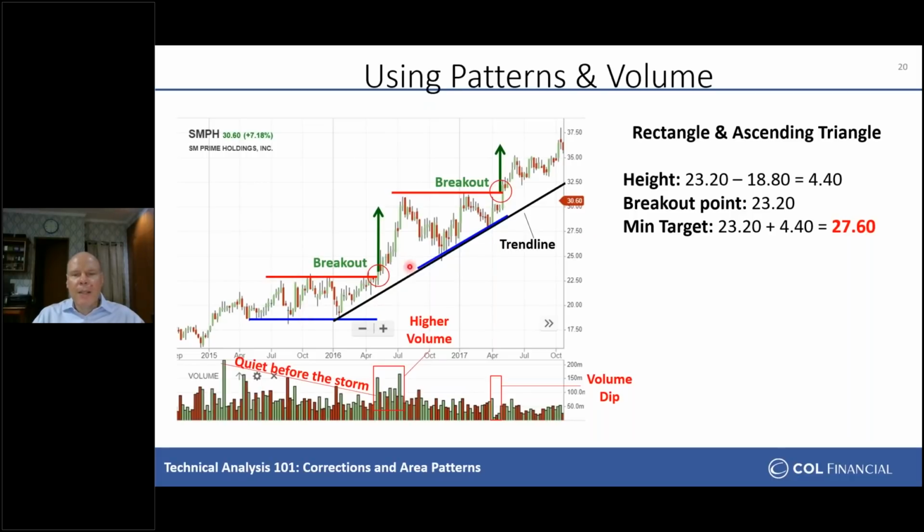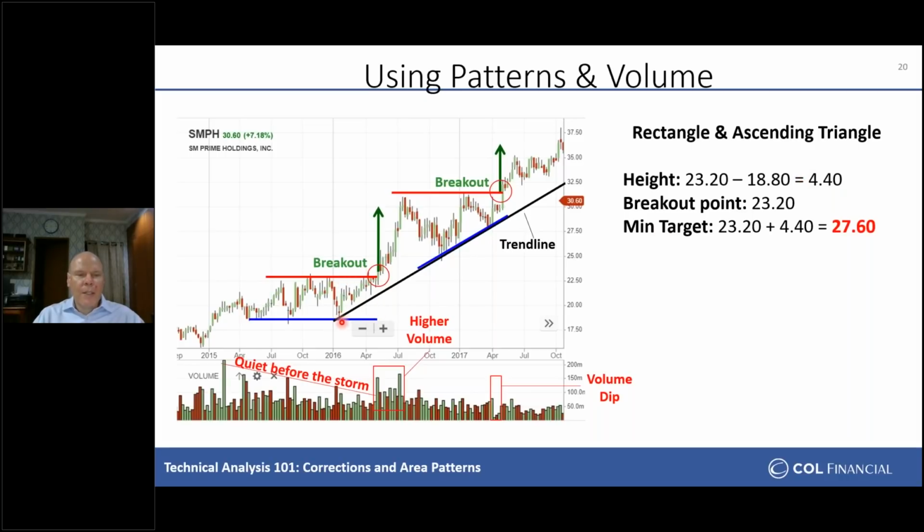The height of this pattern was actually at a price of 23 pesos and 20 cents. That's this high you see here. The low part of the pattern was at 18 pesos and 80 cents. So if you subtract 18.80 from 23.20, that comes out to the sum of 4 pesos and 40 centavos. This is the height of the pattern.